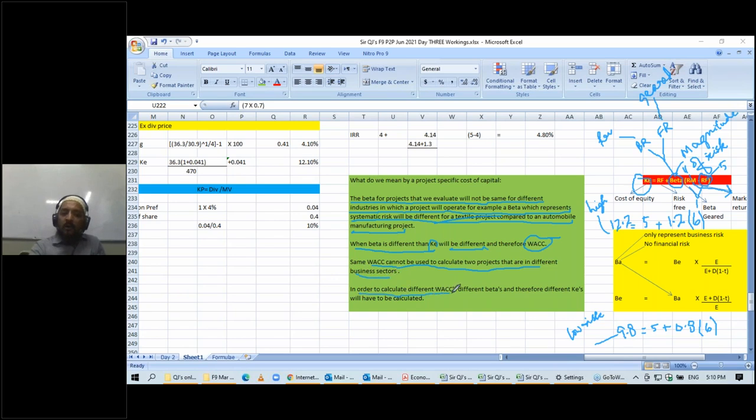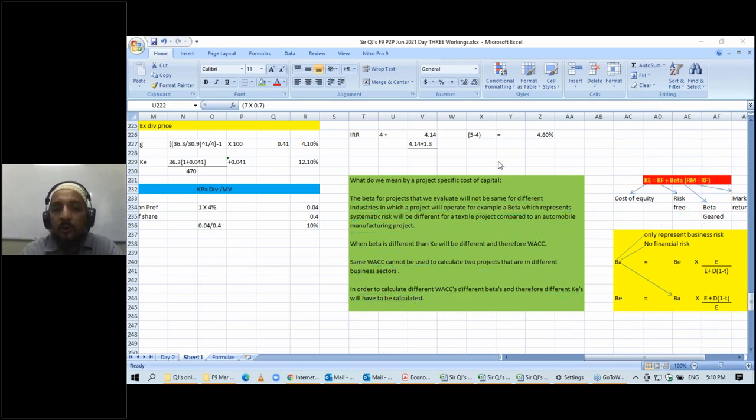In order to calculate different WACCs, different betas, and therefore different costs of equity will have to be calculated. So that's the explanation behind this. How we will calculate the different betas will be shown using one of the questions ahead. So let's move on to those questions to see how project specific betas and cost of equity will be calculated, and the WACC will be calculated. Okay, so I hope the things are clear to you regarding this project specific cost of equity. Okay, this was a conceptual item.